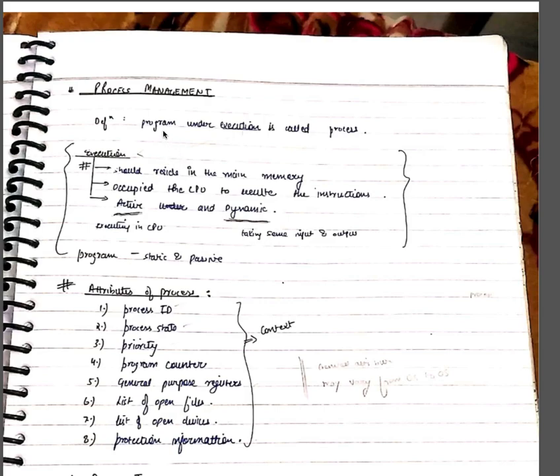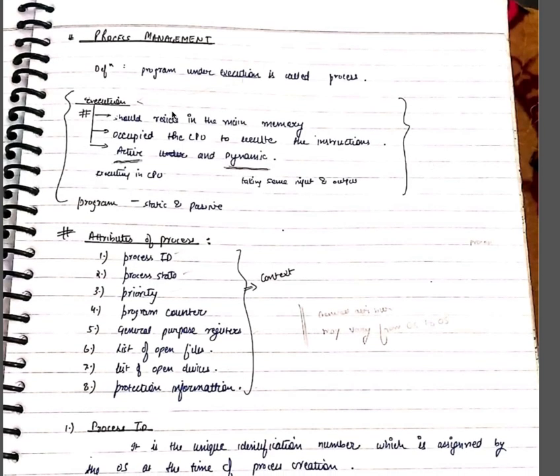Whenever we say program, what do you mean by program? Static code, you can say, is a program, and a program under execution is called a process. Now, some important points. The program should reside in main memory. Main memory, I mean RAM. Now, it occupies the CPU to execute the instructions.